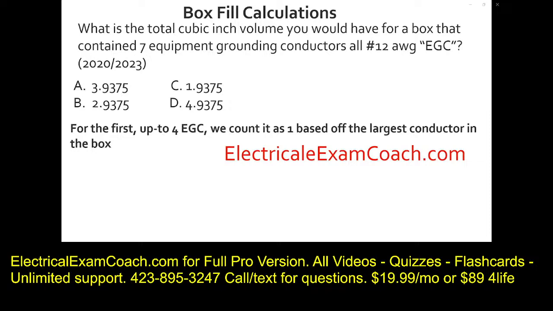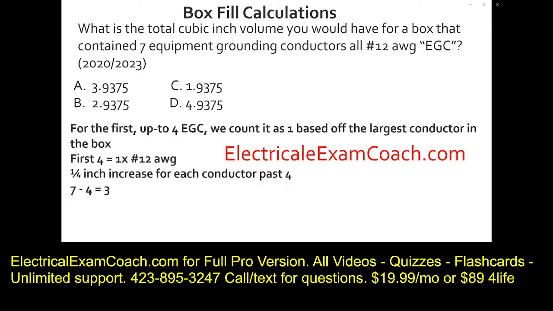What we're going to do is we're going to count the first 4 and count it as 1. And then a 1/4 inch increase for each one past 4. Sounds complicated. We're going to break it down very simply. We have 7 total, and we're going to minus 4 because those first 4 we counted as 1. So we have 3 left over, and we're going to take those 3 and multiply it by 1/4, and that gives us 0.75. So we have a total of 1.75 conductors based off whatever the largest conductor is in the box.